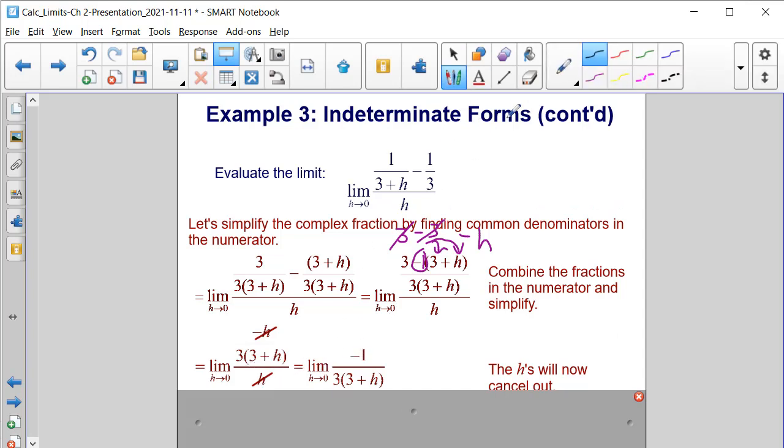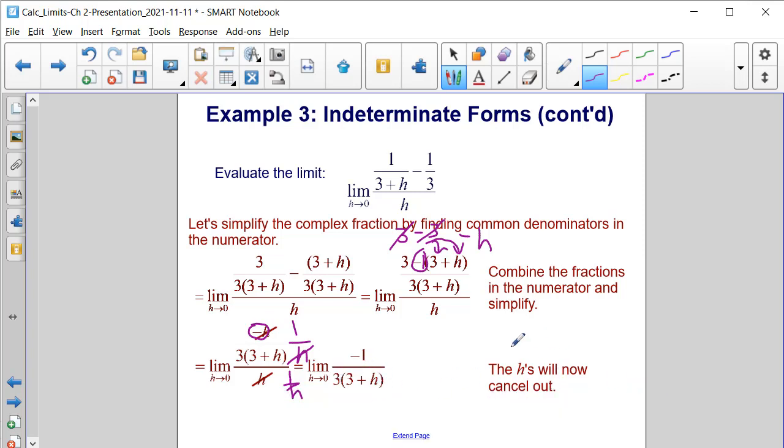And then if we were to multiply both the top and bottom by 1 over h, those h's cancel each other out. That's how they cancel each other out here. And that simplifies to be -1, because we still have this negative here, over 3 times 3 plus h. This shows how the h's cancel each other out.